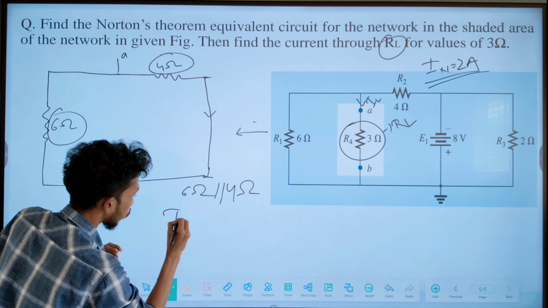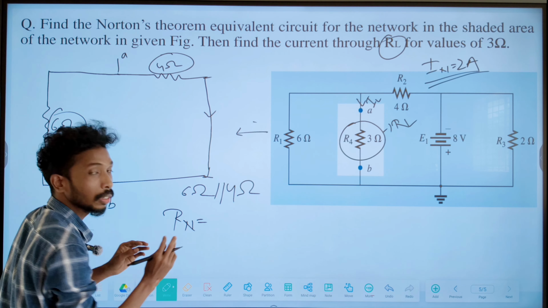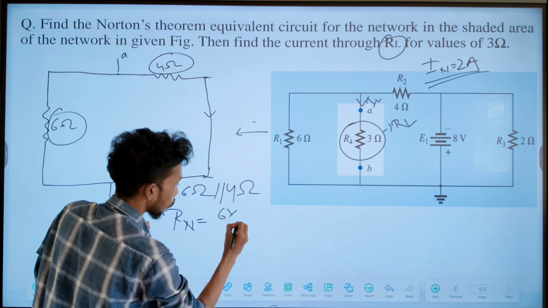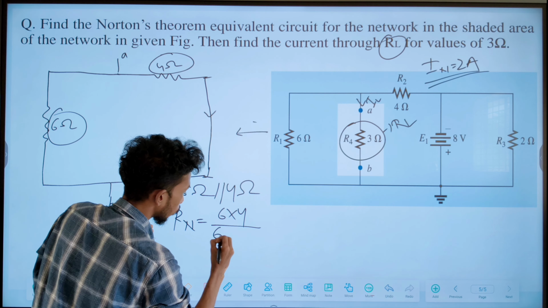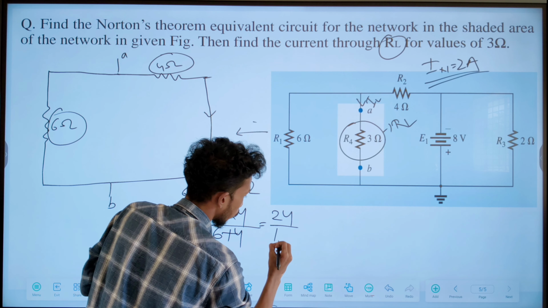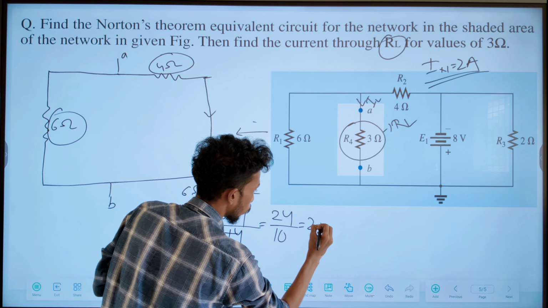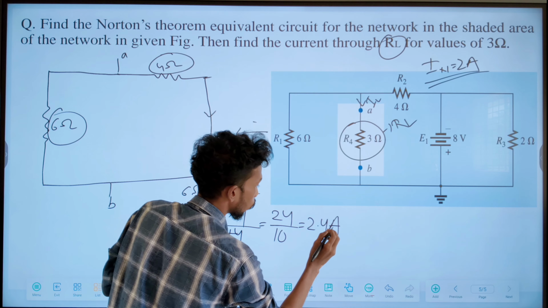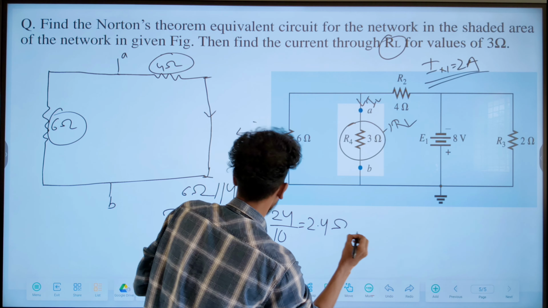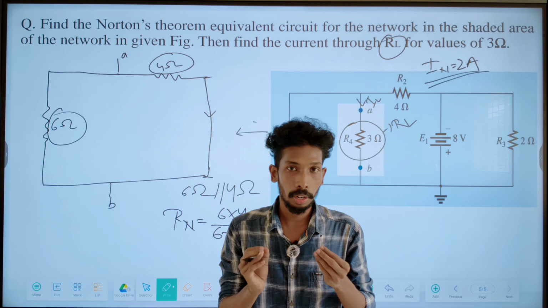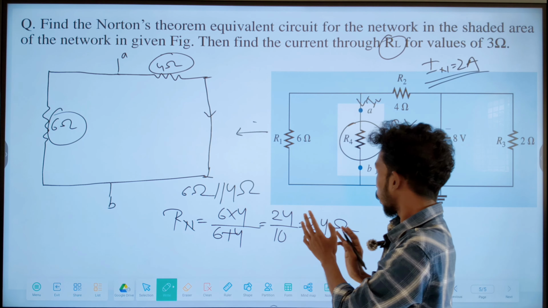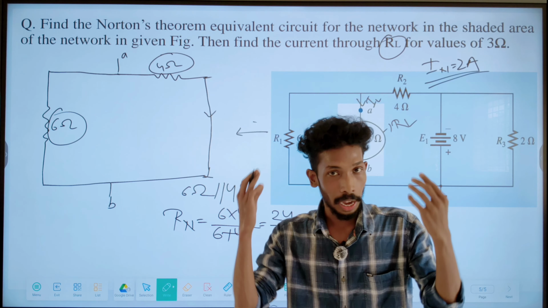That will be RN, that means the total Norton equivalent resistance, and we can write 6 multiplied by 4 divided by 6 plus 4. So it will become 24 divided by 10. So you can easily write that it is 2.4 ohm. So from these two circuits, we got our Norton current and we got our total Norton equivalent resistance, that is 2.4 ohm.